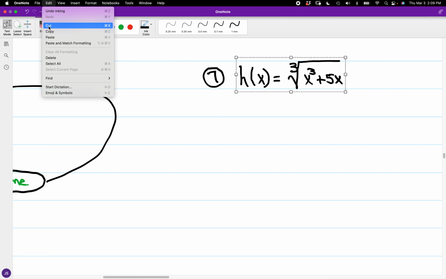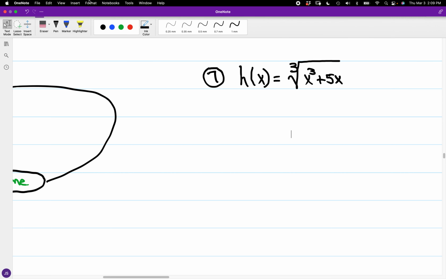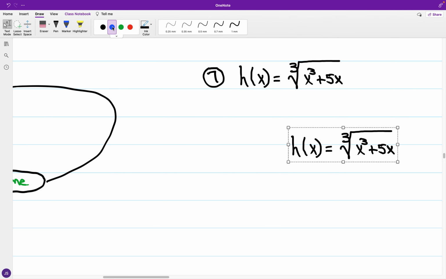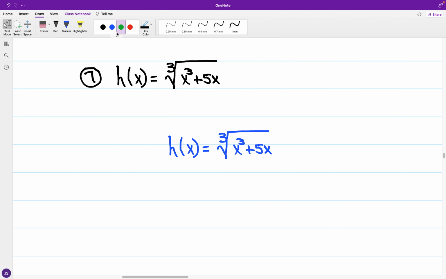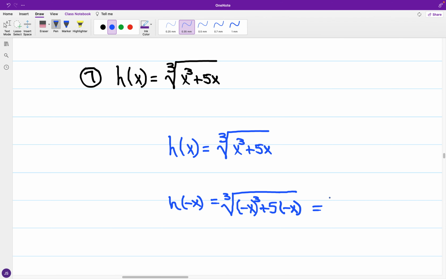And see how this is going to compare once we get to the output for h of negative x. So again, you have h of x is equal to the cubic root of x cubed plus 5x. Now for h of negative x, you have the cubic root. Now for x cubed, this will be the cube of negative x, plus 5 times negative x. And so the cube of negative x will be negative x cubed, and 5 times negative x will be minus 5x.